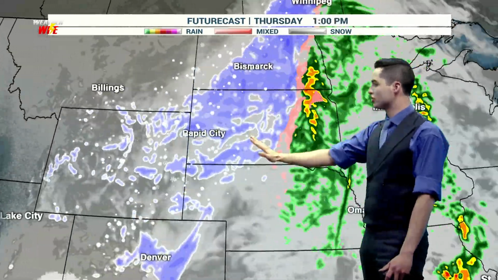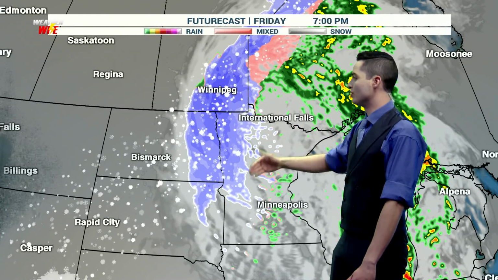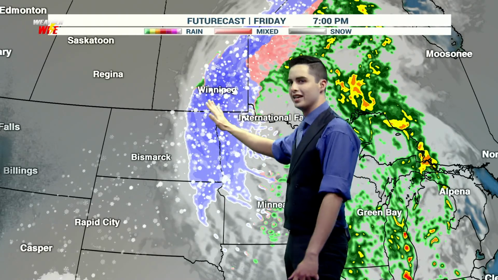We can time it out on your futurecast here. You see the snow really starting to move through Rapid City, Bismarck, and Minneapolis, heading into Winnipeg as well as you head into the Canadian provinces.